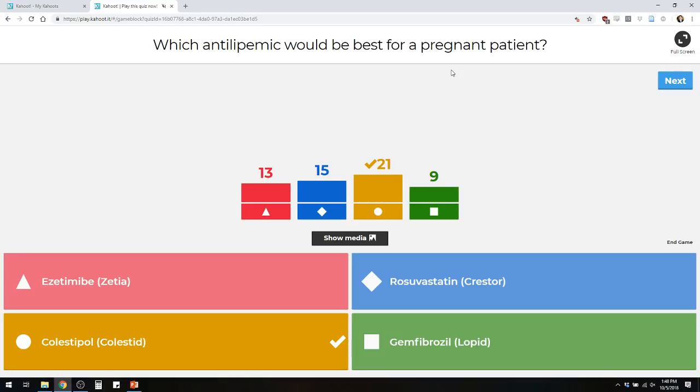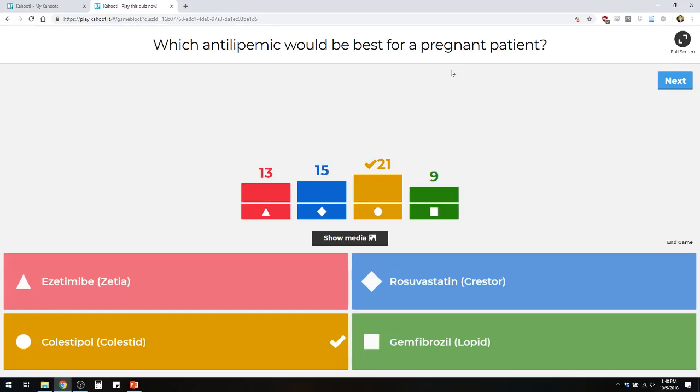All right, so what am I looking for here as far as drugs for pregnant patients? If it doesn't get absorbed, it's going to be better for them because less systemic effects are going to be seen. That's why something like a bile acid sequestrant would be correct in this case. If it doesn't get absorbed, it's going to be the drug of choice in those cases.